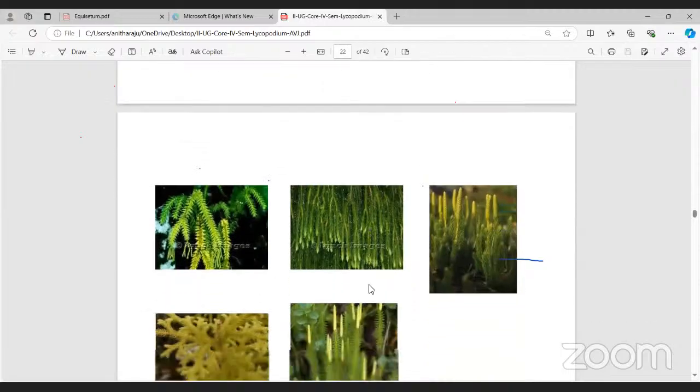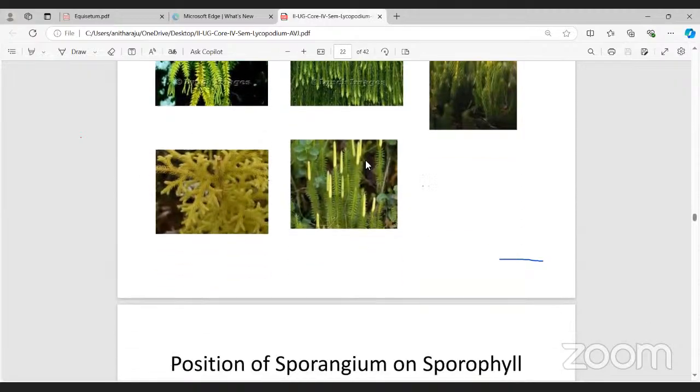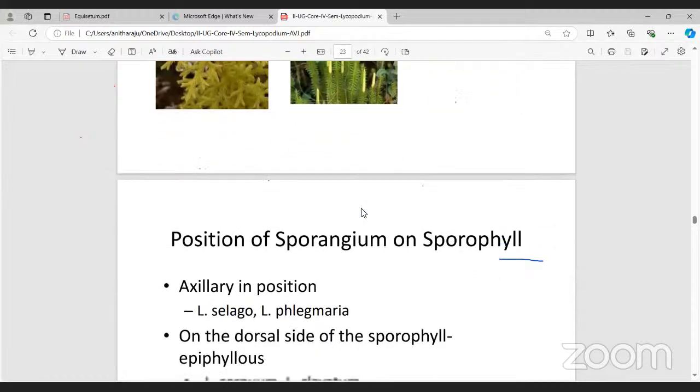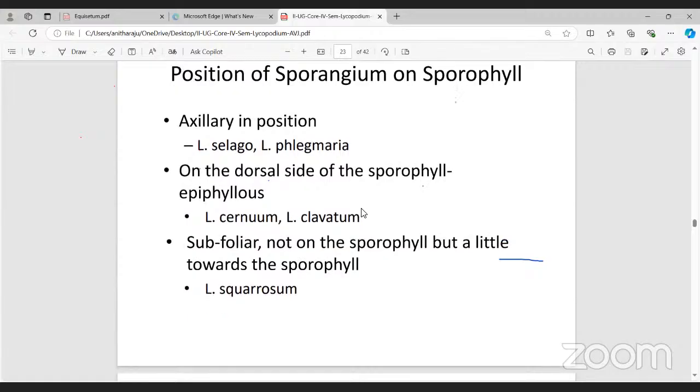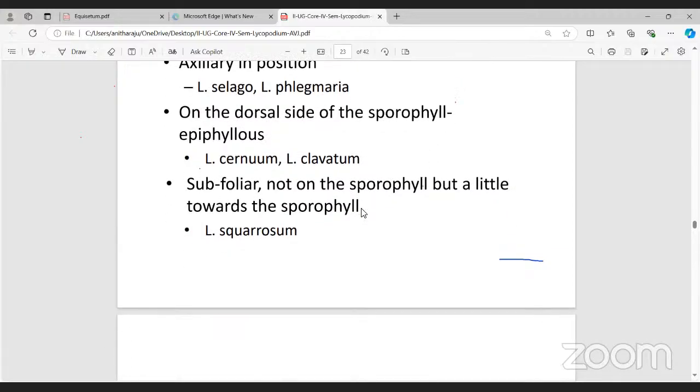So these are the cones, at the apical side. The position may be axillary, or dorsal to the sporophyll, epiphyllous, subfoliar. These are the different positions.